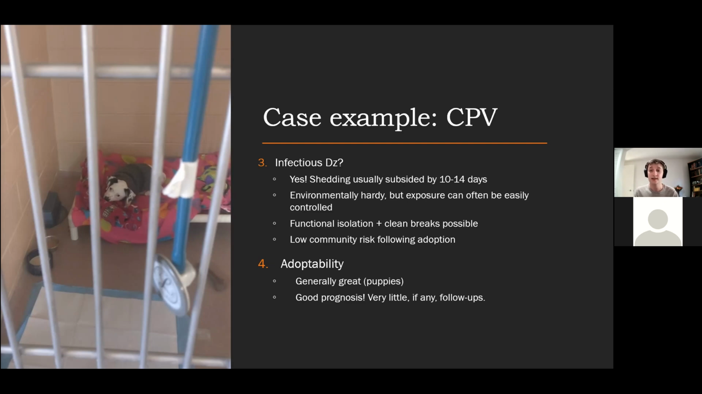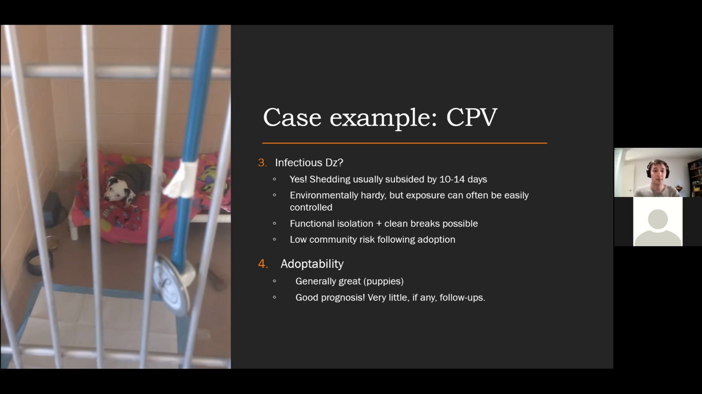So with concentrations and contact time and PPE, I can severely limit the risks. Even if I don't have true physical isolation, like another room, a functional isolation in a room where I could block off just certain walking paths and block off this particular kennel and maybe a few kennels next to it can allow me to have a pretty good functional isolation that is low risk and establish a clean break in my shelter. And these are not lifelong shedders. And so the community risk is pretty low following adoptions. And the adoptability is generally pretty great, right? We're talking about puppies, good prognosis, very little, if any, follow-ups.